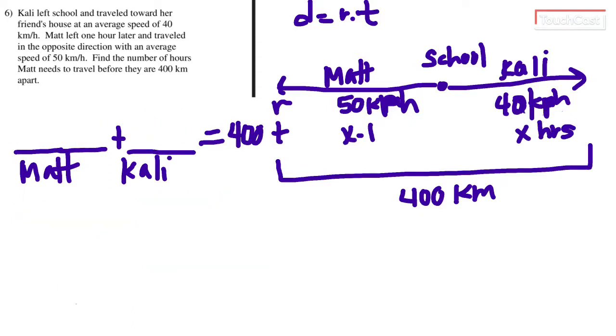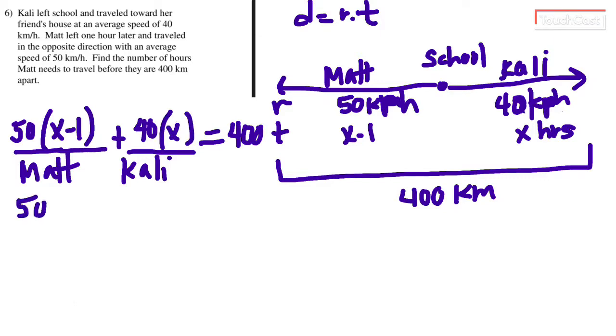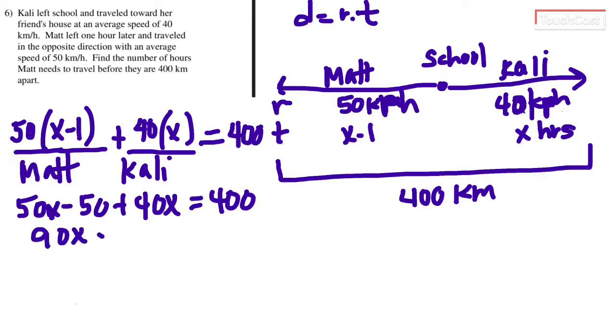So now we can just use their rate and time to fill in the distance formula for both Matt and Callie. So we've got 50 miles or kilometers per hour times X minus 1 hours. And then we have 40 kilometers per hour times X hours. And now we can distribute and solve. So we have 50X minus 50 plus 40X is equal to 400. And then we can combine like terms on the left-hand side. So we have 50x plus 40x, which gives us 90x, minus 50 is equal to 400.